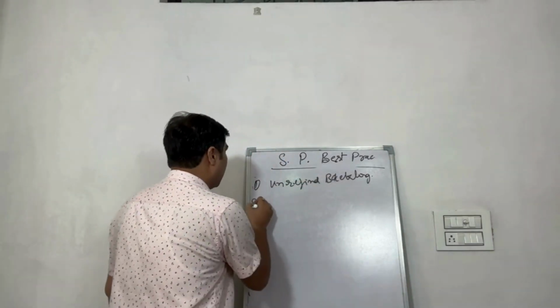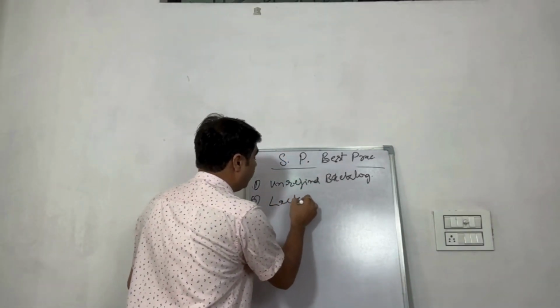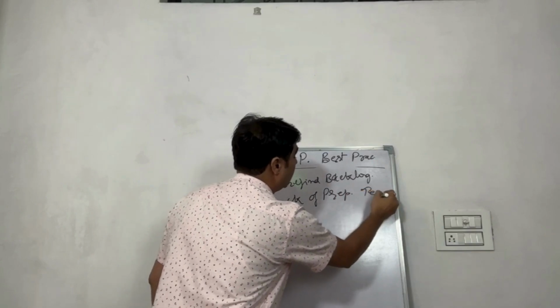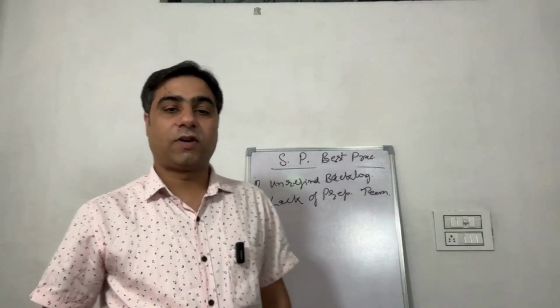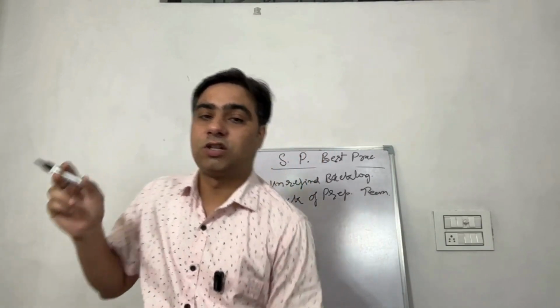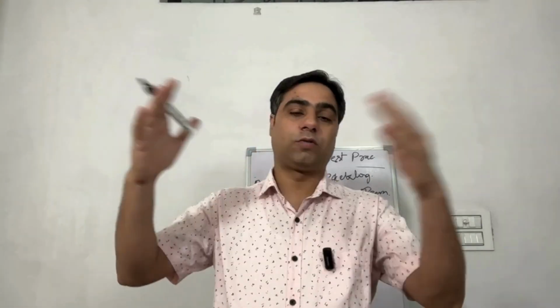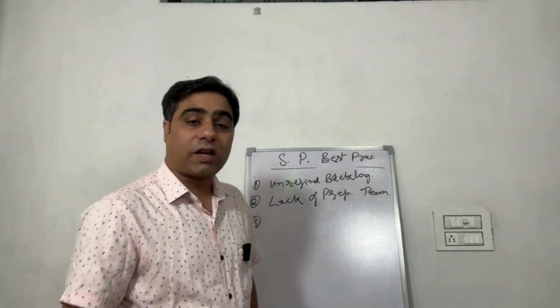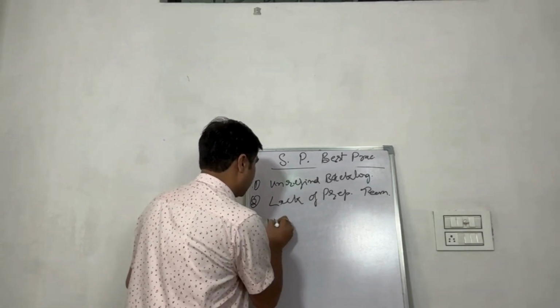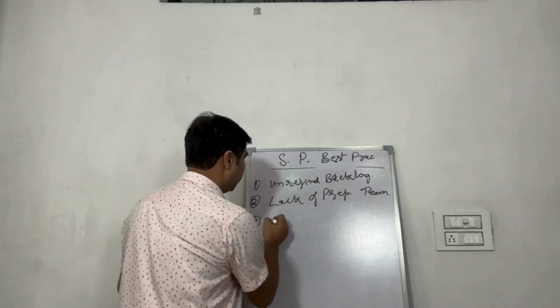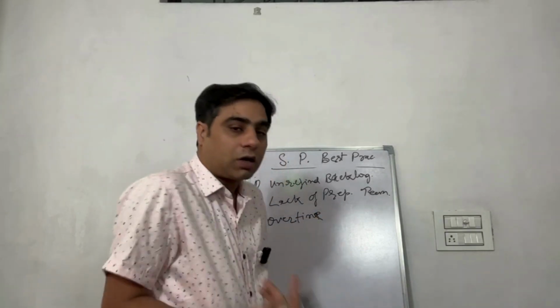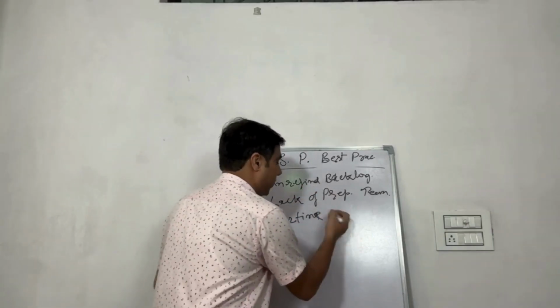The second is lack of preparation of your team. The team has to prepare for your sprint planning. For example, the user stories should already be given to them, and they have already prepared their notes and something like that. Then third is overcommitting without capacity. So make sure that the team does not overcommit or overwork.